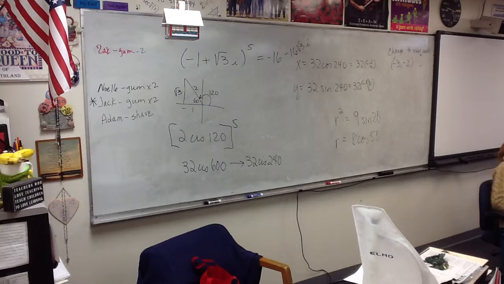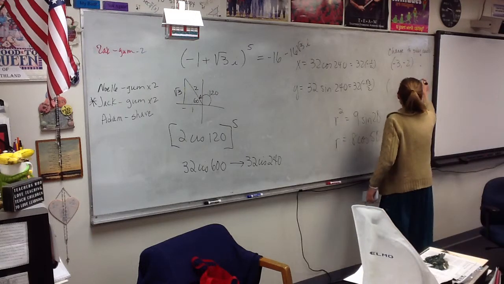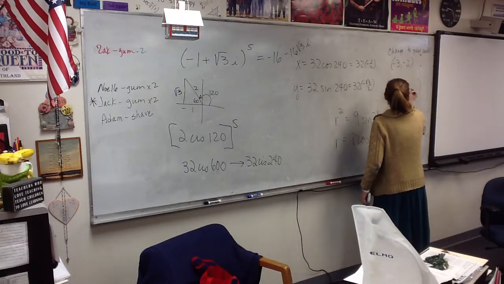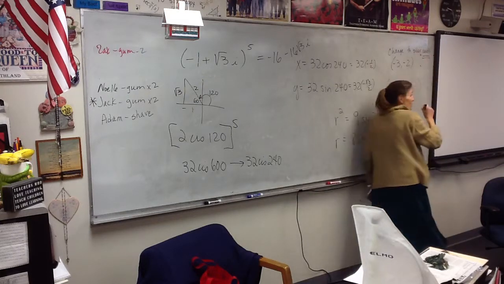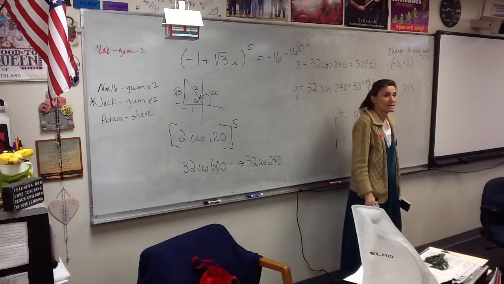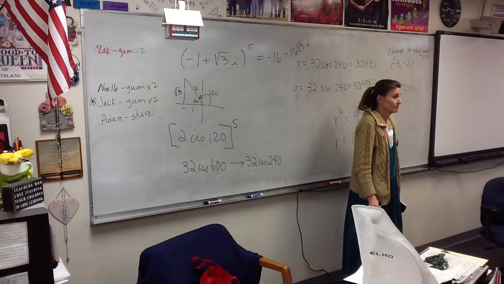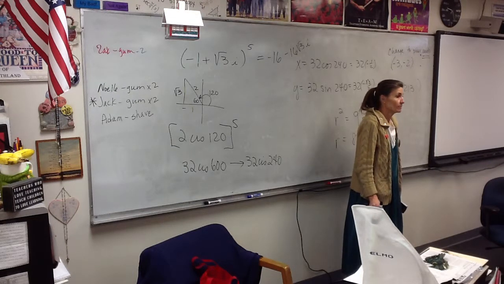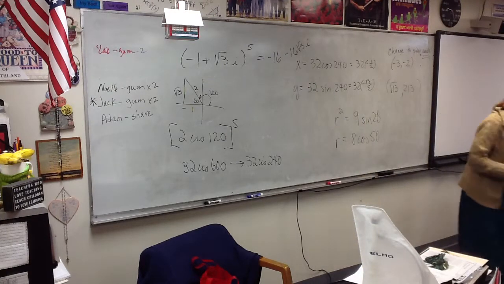What'd you get? Root 13 and 213.6. And when you wrote your answer, I hope you wrote it like this, because it says coordinates, and coordinates means ordered pair. If you would have said polar form, it would have been root 13. Yep. Okay, next question.